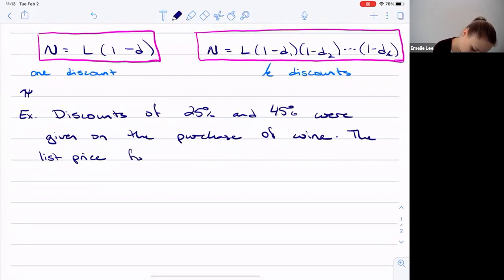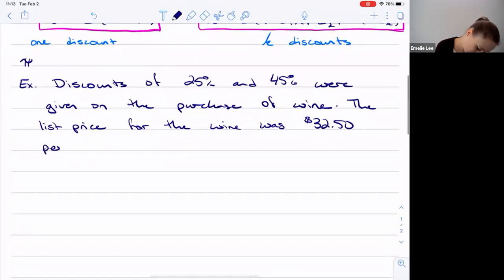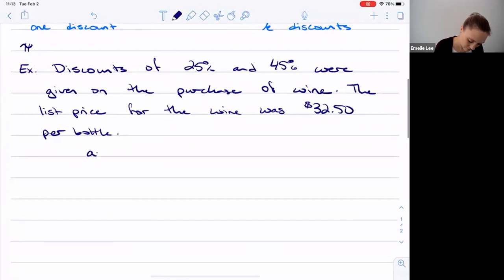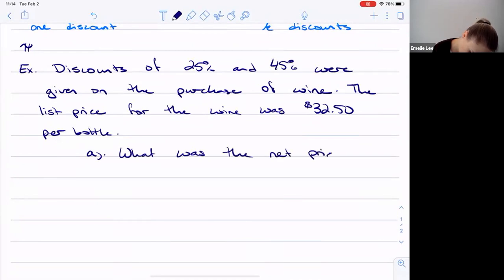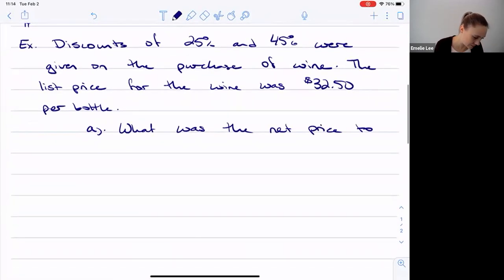was $32.50 per bottle. Multi-part question here. First question is going to be, what was the net price to the retailer?